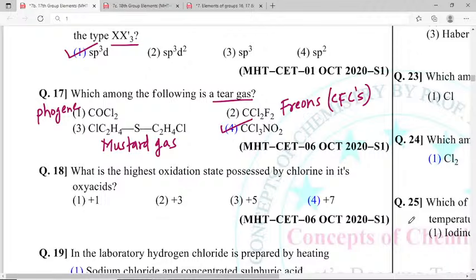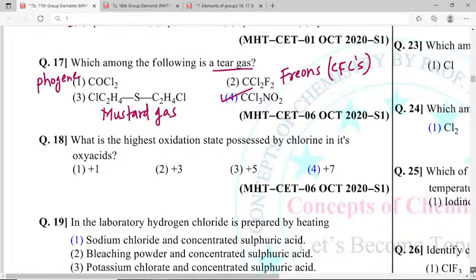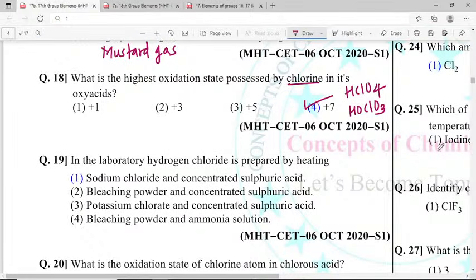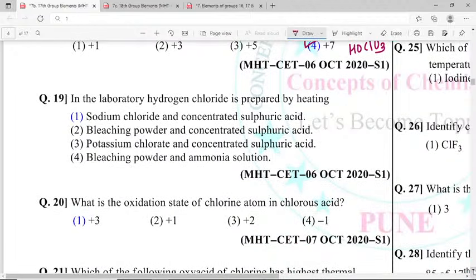So how many chlorine atoms are present in tear gas? 3. How many chlorine atoms in mustard gas? 2. How many sulfur? Get it? Such types of questions are asked in your exam: how many chlorine atoms, how many sulfur atoms. What is the highest oxidation state possessed by chlorine in its oxoacids? +7. HClO4, oxidation state +7, or HOClO3, called perchloric acid.